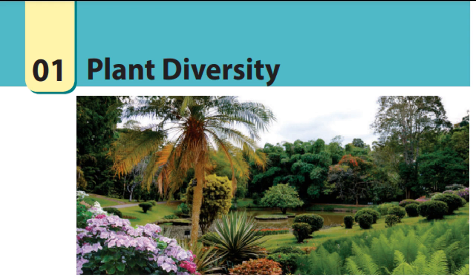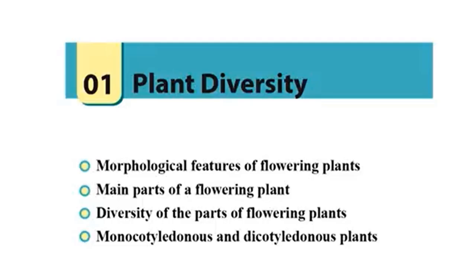We are going to learn the morphological features of flowering plants. We are going to learn what is the meaning of morphological features. Morphological features means the external characteristics. Under this part, when we look at the plant, there are so many differences. And the main parts of a flowering plant. We are going to learn what the parts of plants are, and the diversity of the parts of flowering plants. Then we are going to learn that there are so many differences between each part.